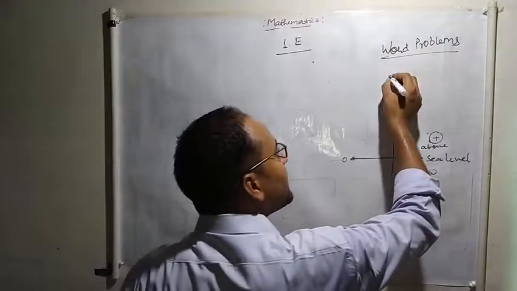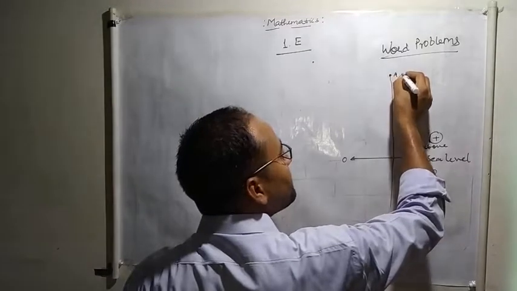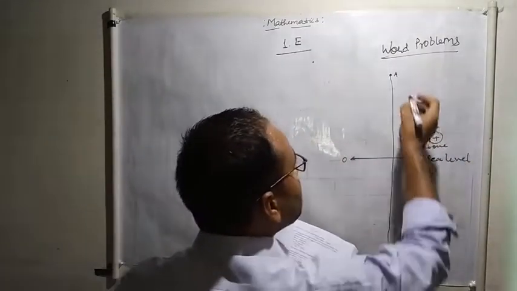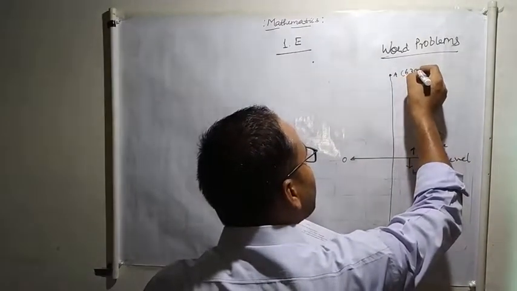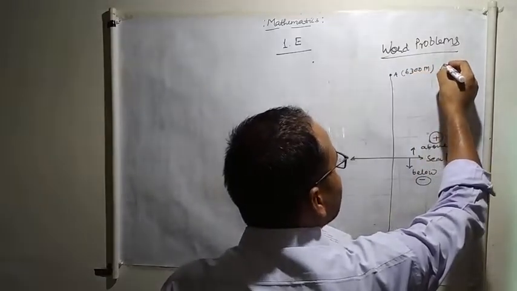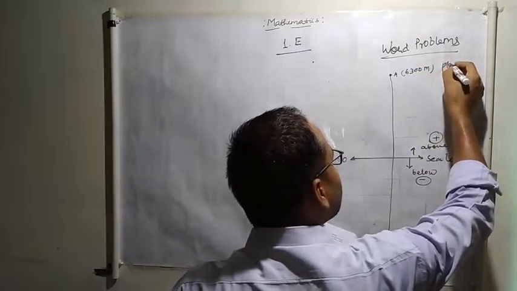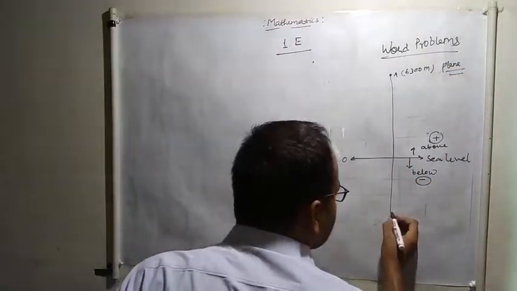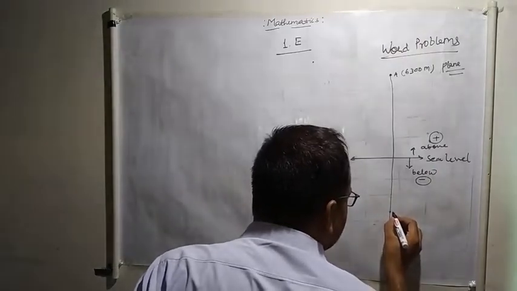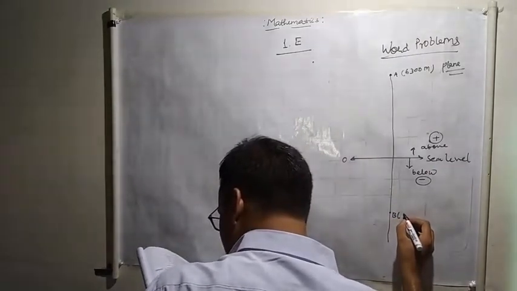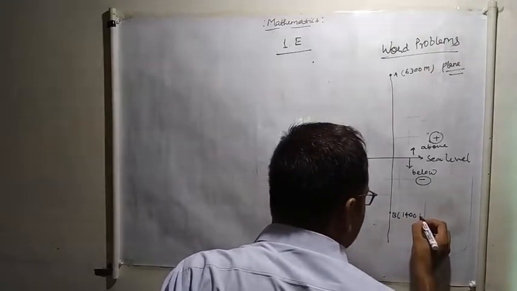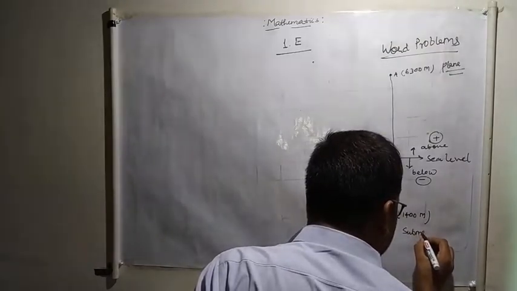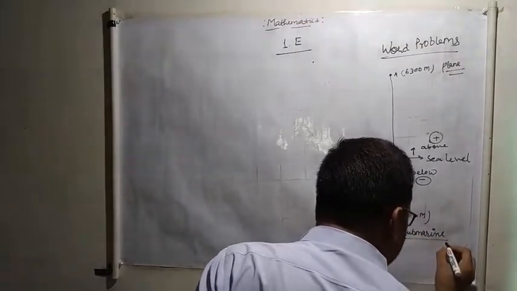Here is a point A, where the plane is at 6,300 meter. That one is your plane, meaning the aeroplane. And the submarine is at the same point but below. That point, I think, is B, and that one is 1,400 meter below the sea level. It is a submarine.